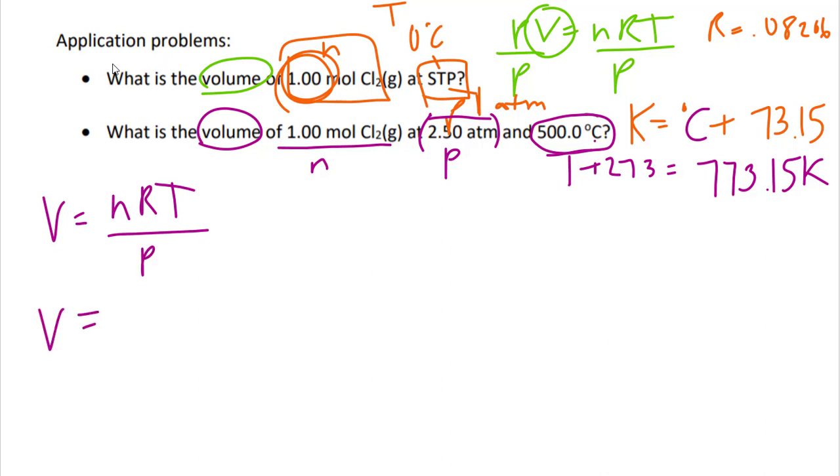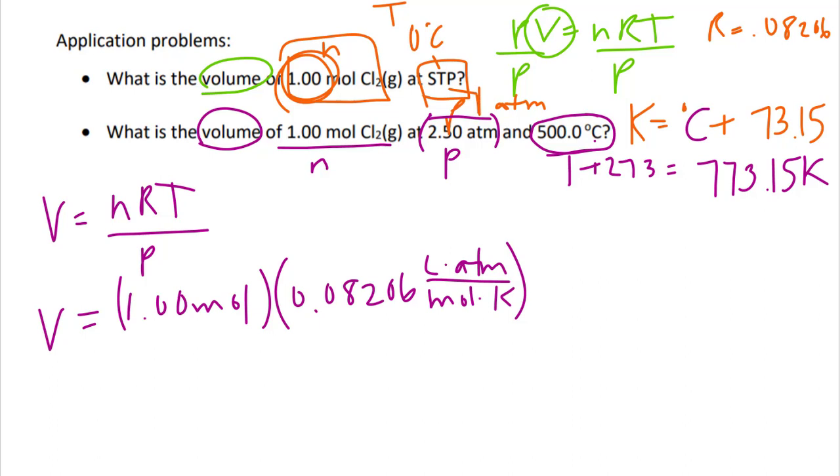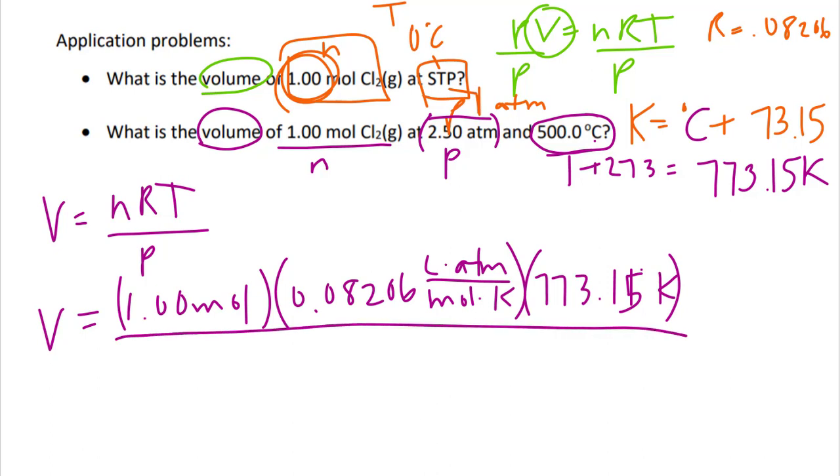So let's plug in my N, my moles, was 1.00 moles. My R is 0.08206. And my temperature, all divided by pressure of 2.50 atms.